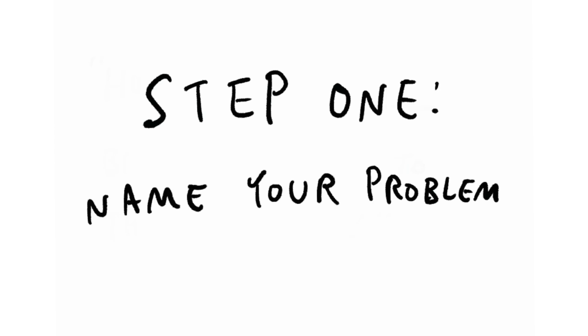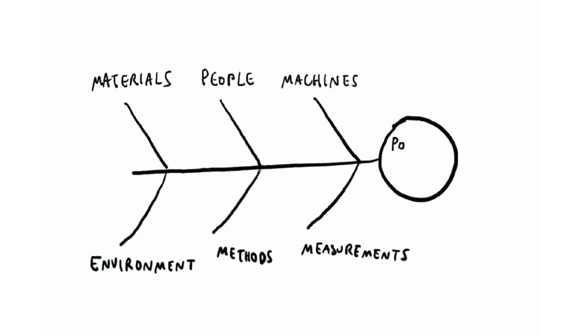The first step is to name our problem. I'm going to sum up my problem as poorly structured day. I'm going to write that in the head of the fish here. At this step, we aren't being judgmental and we aren't jumping to conclusions. We're just naming what we're seeing.